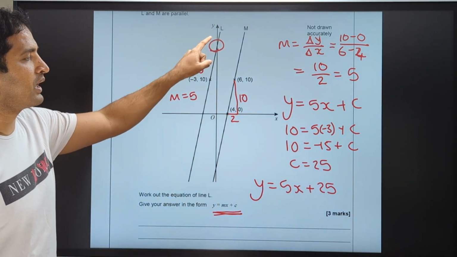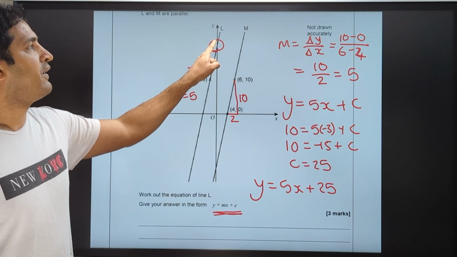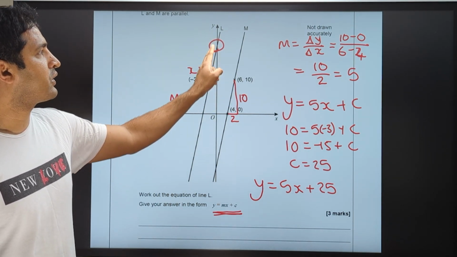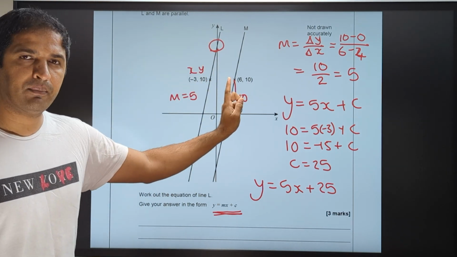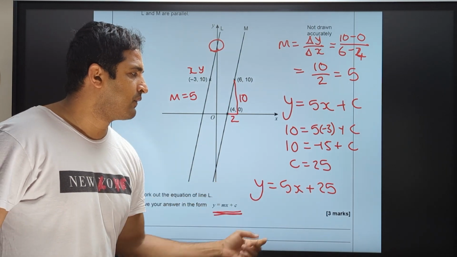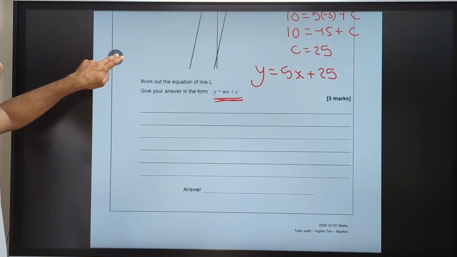So that crossing point there, we said that is going to be 15 up from that 10. So when x goes to 0, that's going to go 15 up, because for every one step across, we're going 5 steps up. So 5x plus 25 will give you that full mark.